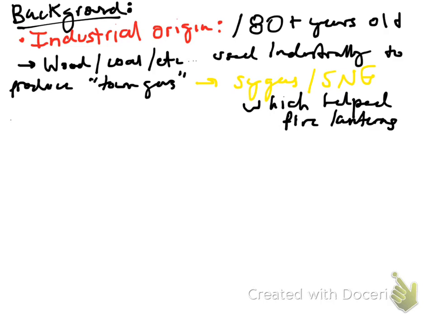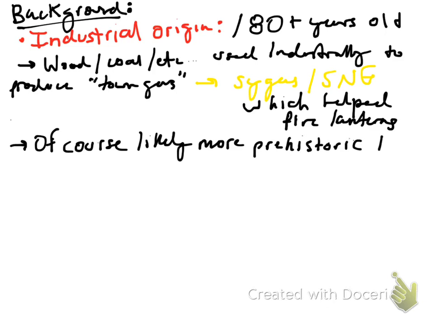And so they would produce syngas or SNG, synthetic natural gas, depending on the feeds and whatnot. And this helped fire the lanterns in the city, and so they had these networks of gas lines that would run around to all the little gas lamps in the city and whatnot. And of course, something that we need to be privy to is the fact that it's likely more prehistoric than that. Like I said, whether or not they knew it was gasification is kind of irrelevant, but they were definitely using these processes before, of course, 180 years ago.